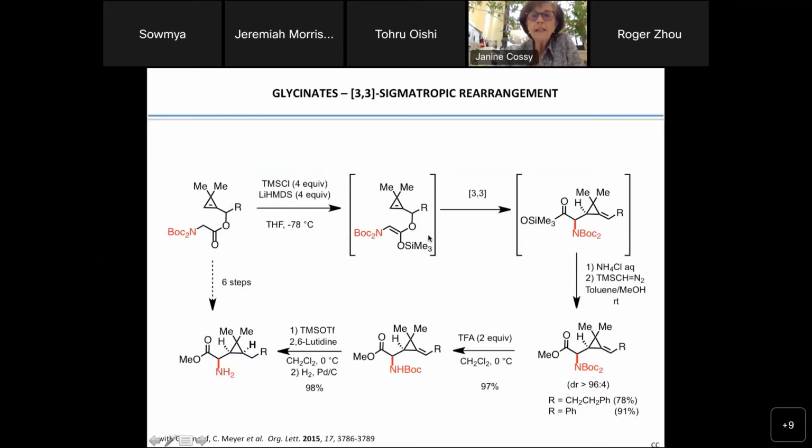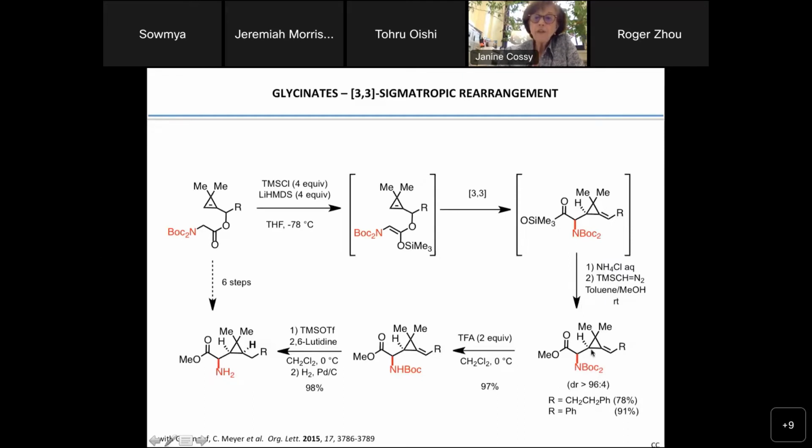And if you are raising the temperature, you have the 3,3 sigmatropic rearrangement that leads to the formation of this cyclopropane having this exocyclic double bond. After hydrolysis and treatment with diazomethane, you get the formation of this amino ester, where the nitrogen is protected by a Boc group. The yields are pretty good. If you have an alkyl side chain in here or a phenyl group, you can see that the yield in the formation of this product is pretty good, and the diastereoselectivity is excellent.